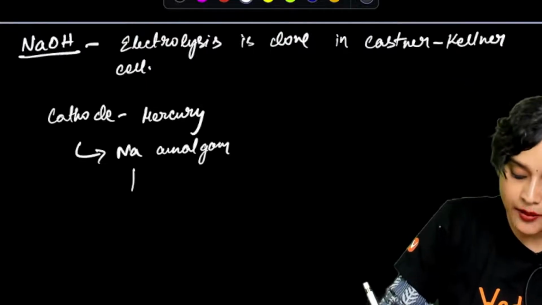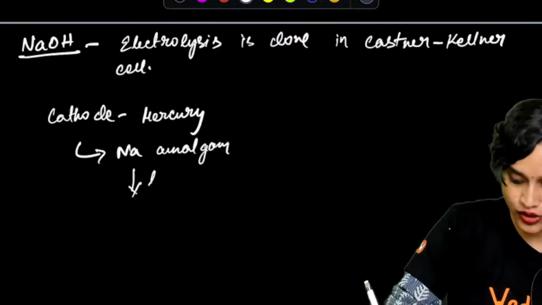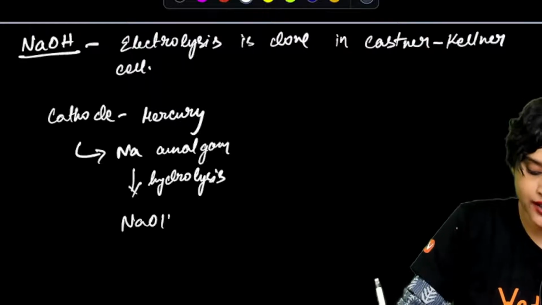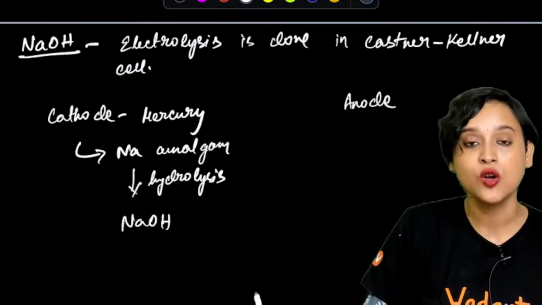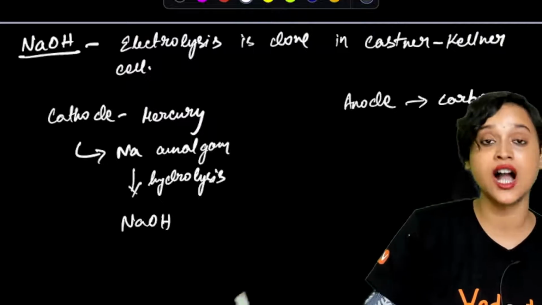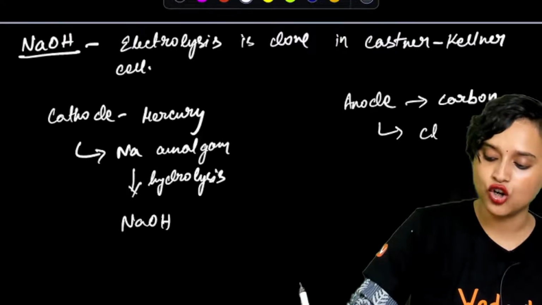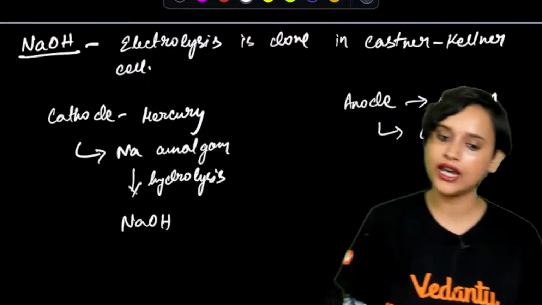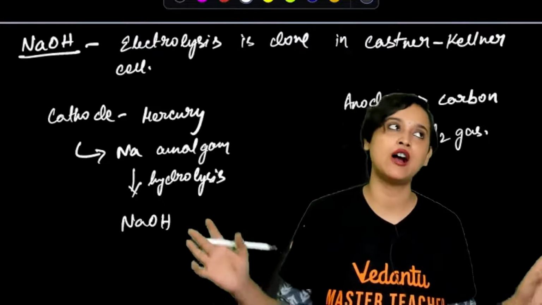This amalgam of sodium and mercury, on hydrolysis, will give you sodium hydroxide, right? And in the anode, which is basically a carbon rod, you will be getting chlorine gas. Okay, am I clear? So this brings you to the end of important compounds of sodium.